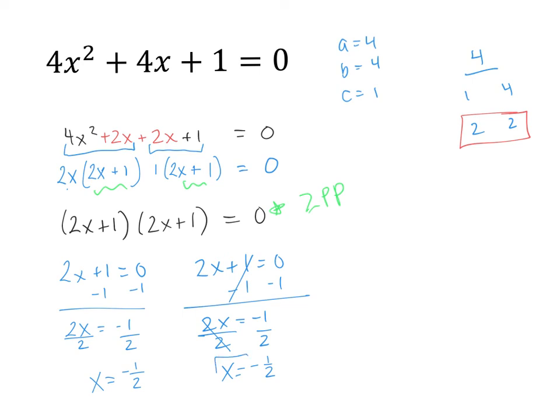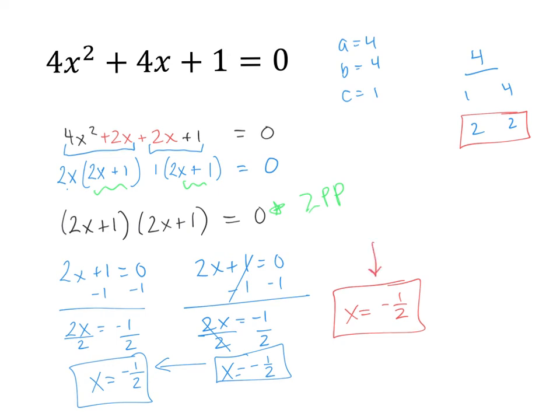Now, notice that these are the same answers, okay? So in this problem, we would only have one solution. So my one solution answer here would be x equals -1/2. I only have one solution because they're the same exact number. So we only have one solution, and that one solution is this answer here, all right?